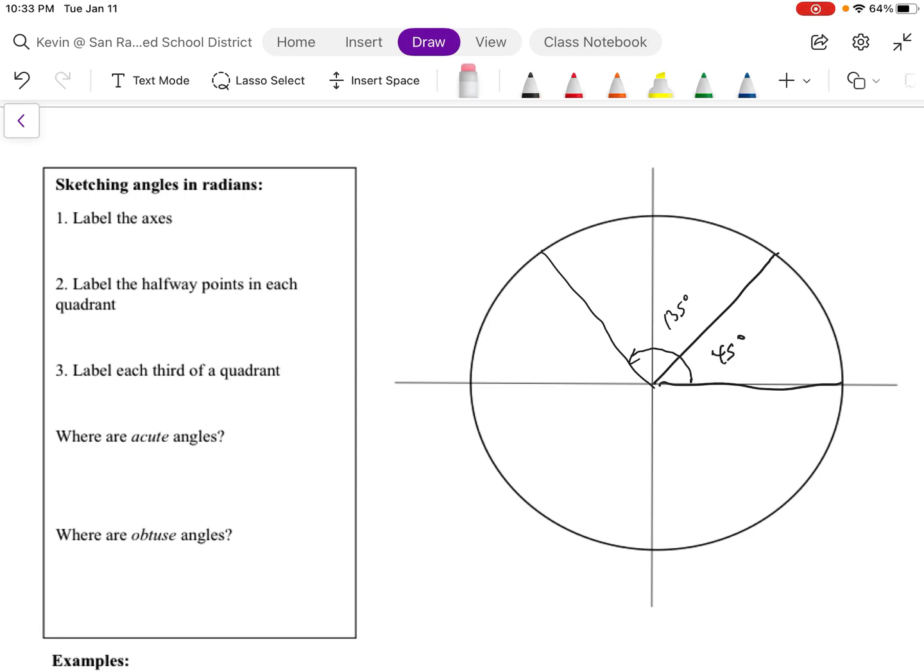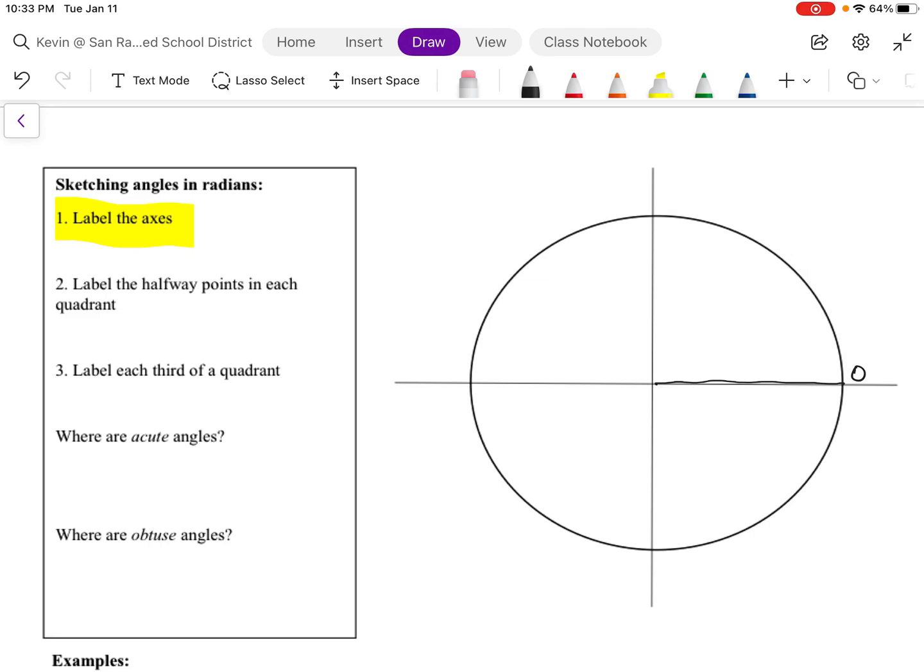Okay, so we're used to doing that, but now what we want to do is figure out all of the different angles using radians. And this is, in essence, the beginning of building out our unit circle. So the first thing it asks us to do is label the axis. We're going to start here, first axis here. This would start at 0, because that's 0 radians.